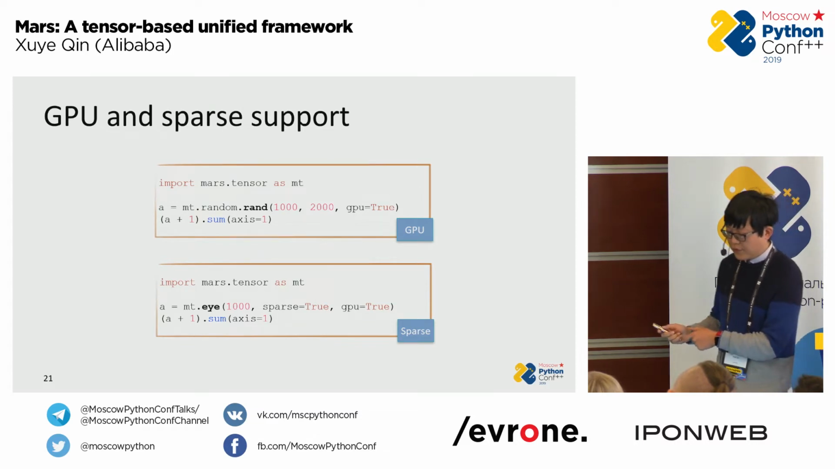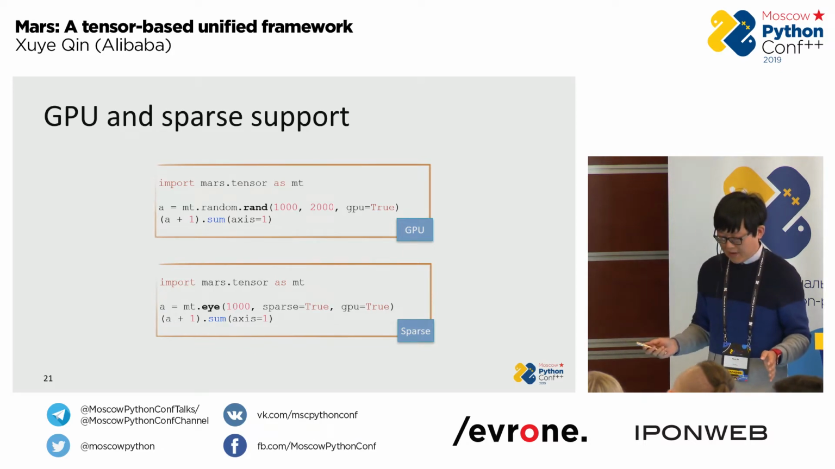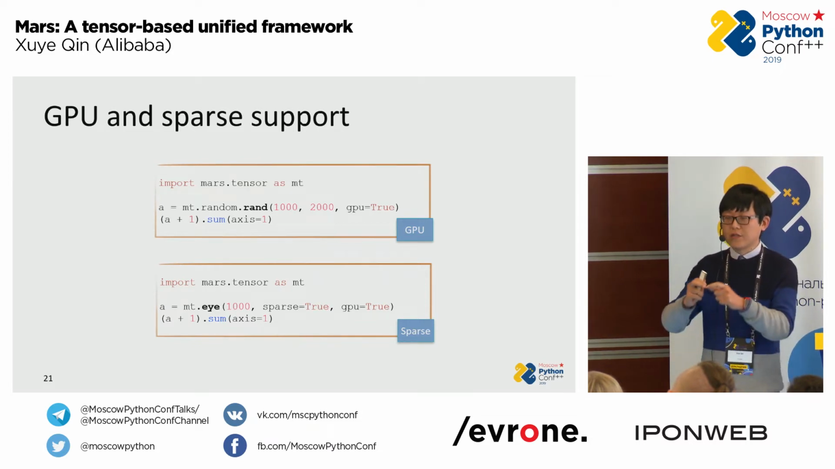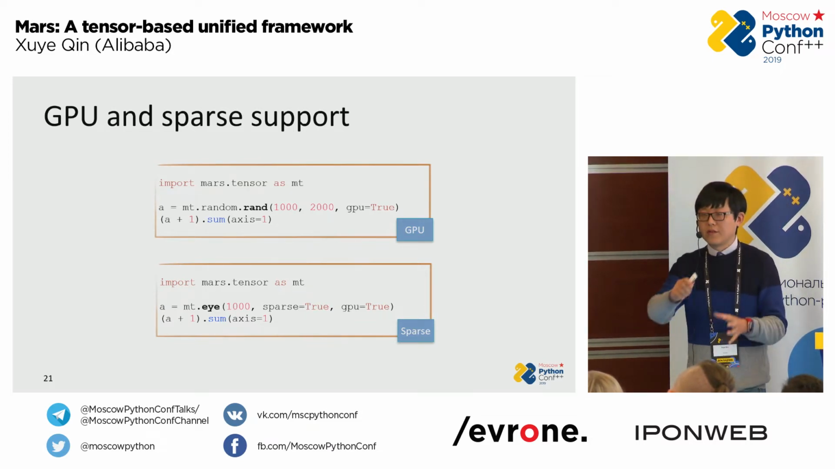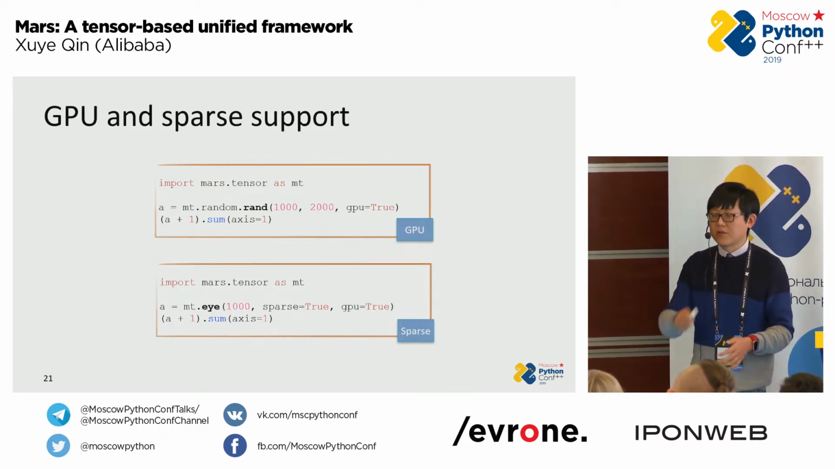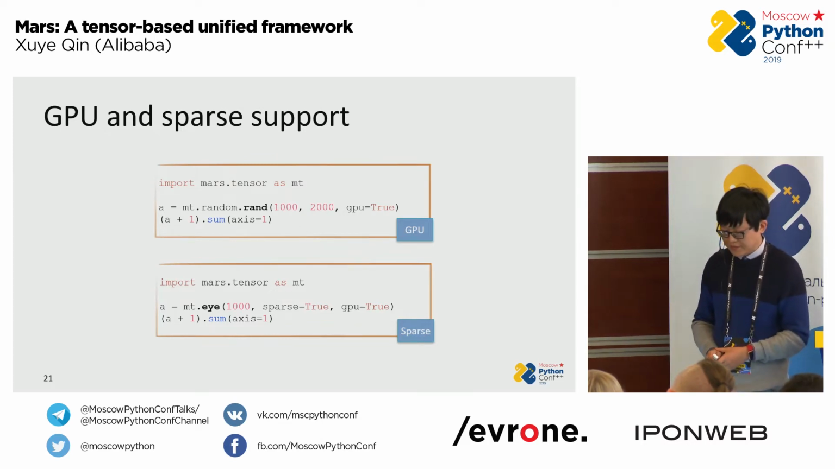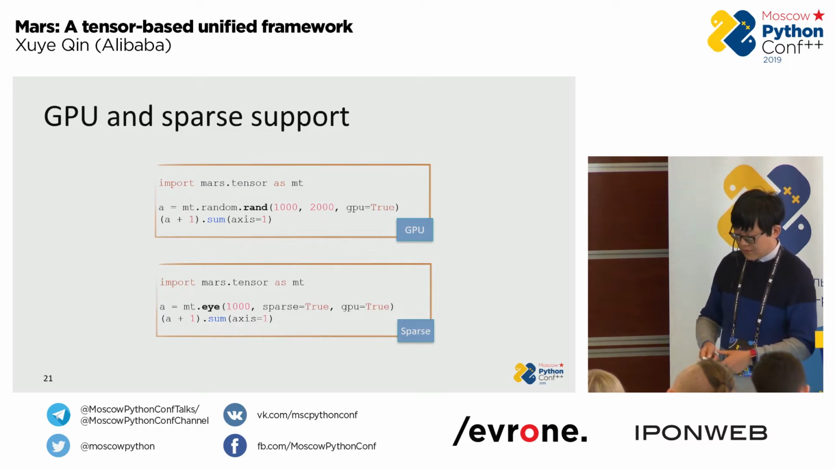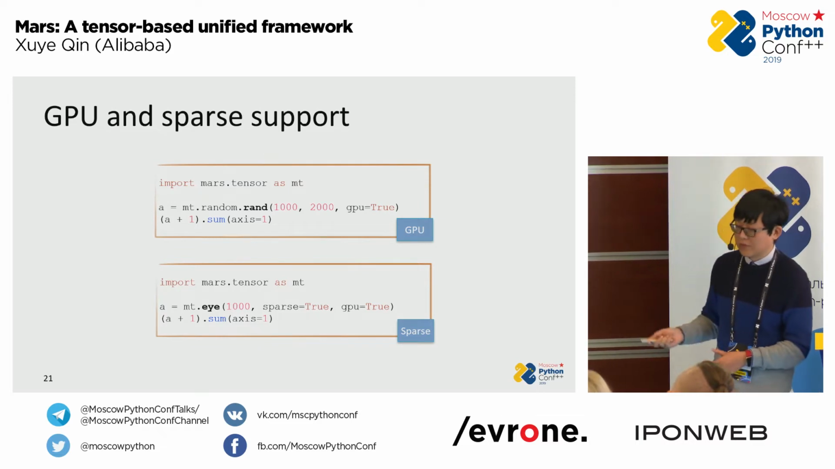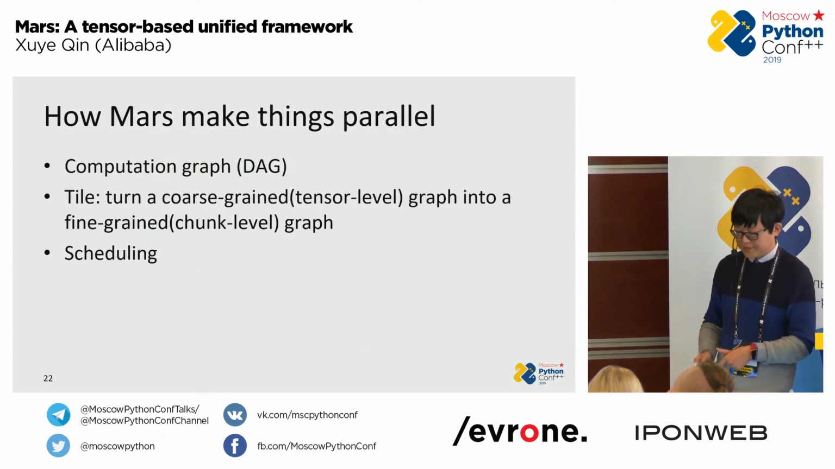So for the sparse, the real world data is mostly sparse. Here is the example where we create the identity matrix, which is a matrix with 1 on the diagonal and zeros elsewhere. If we store the data with the sparse encoding, we can save as much storage as we can. So we can just create the tensor with sparse equals true, and the data is encoded as sparse.